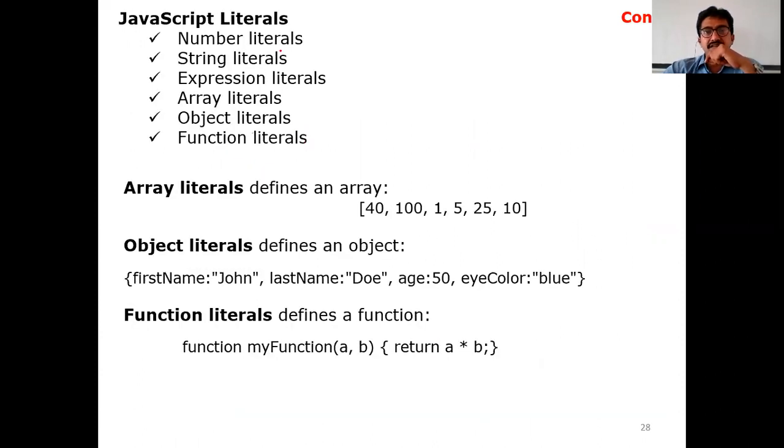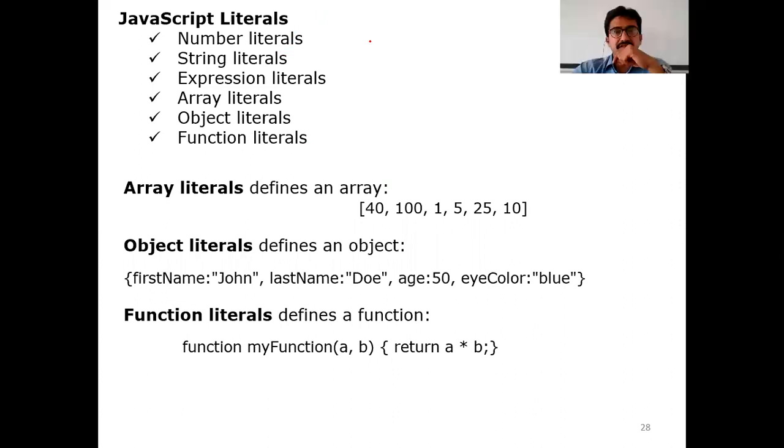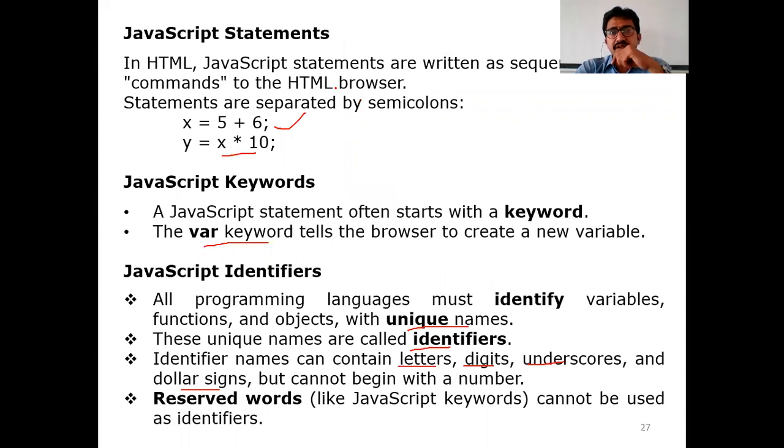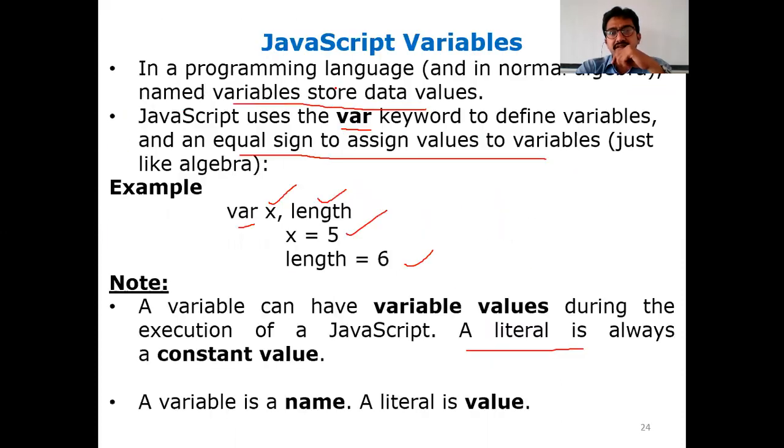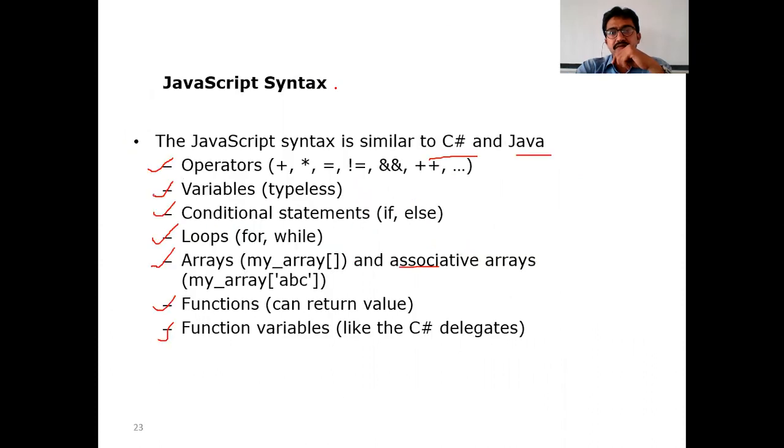Coming to literals, JavaScript literals are of many types: number literal, string literal, expression, array, object, and function. First of all, what is a literal? Already we have seen it in the previous slide. Literal talks about a normal word, which we have discussed already.